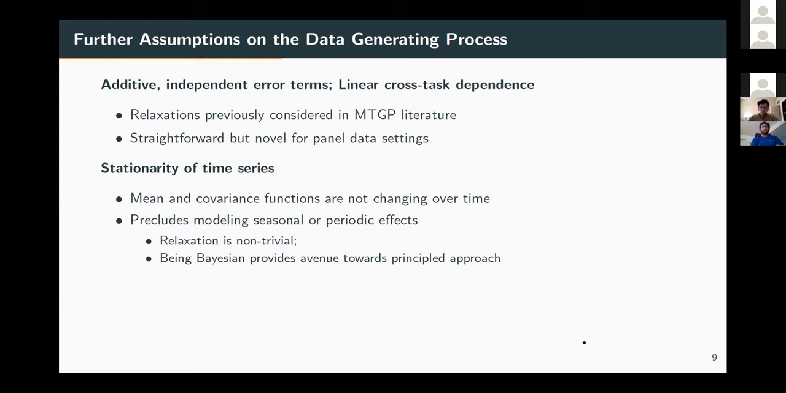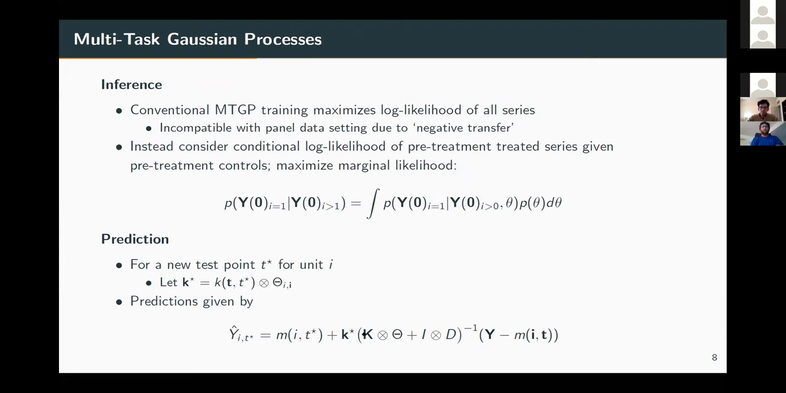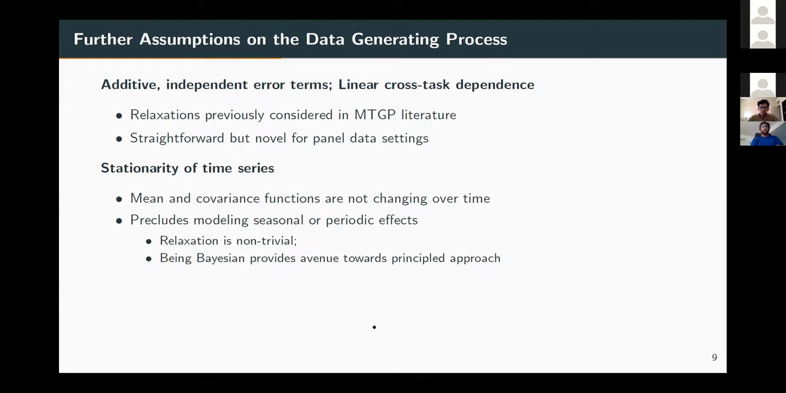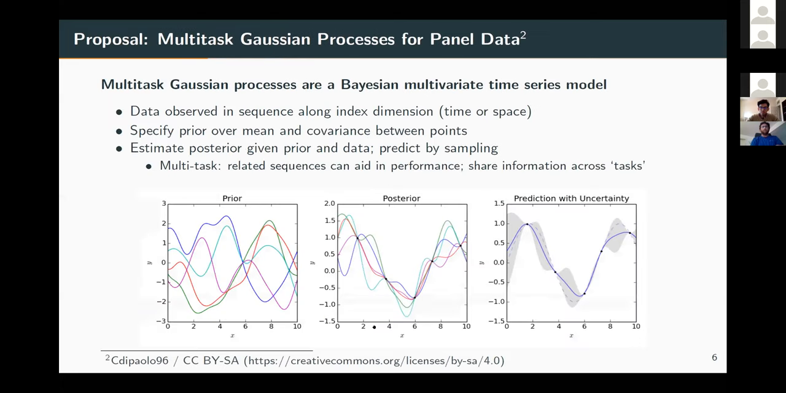And then the bigger assumption that we're making is the stationarity of the time series. So the mean and covariance functions aren't changing over time. I don't have the notation here, but you could think of it as the kernel function here is the same kernel function forever, rather than having a different big K over time. Relaxing this is a little bit harder, and not being able to allow that to vary is pretty important, because it means that we have more trouble modeling, say, seasonal or periodic effects. In the example I gave above, like the sinusoidal curve, we're able to capture this pretty well, but if there was a linear trend upward, it's actually harder to capture that with what we're assuming.